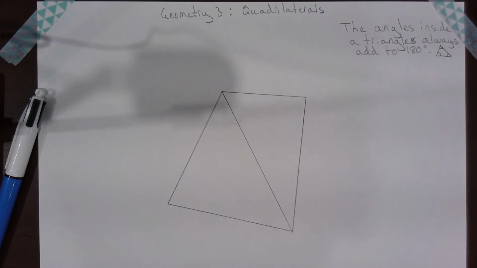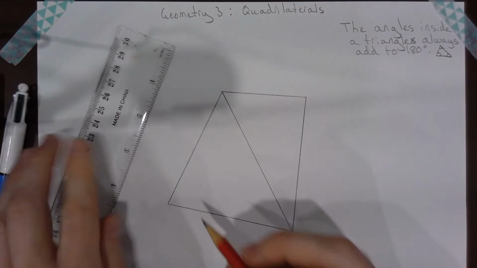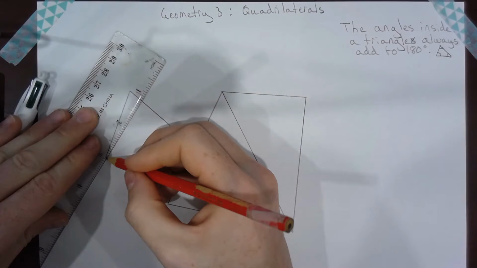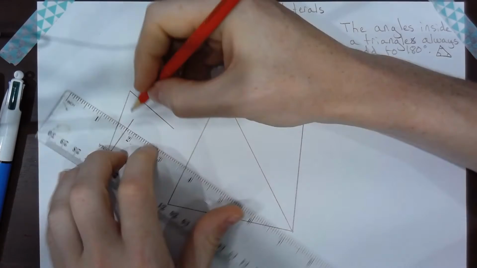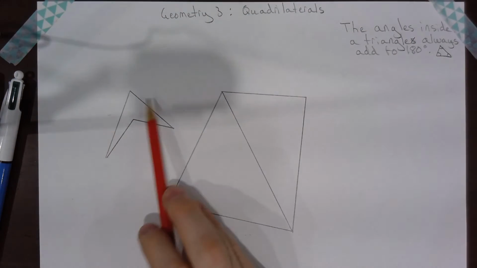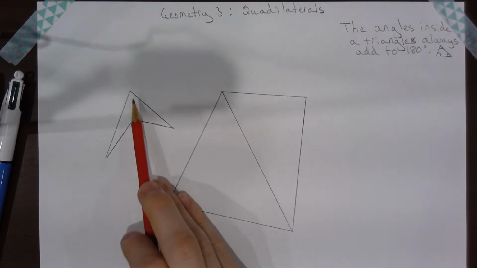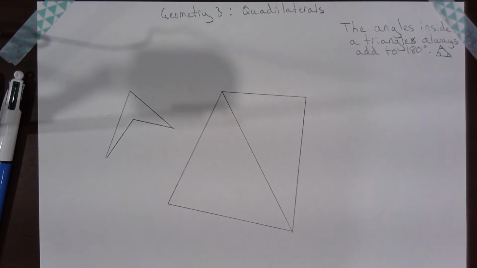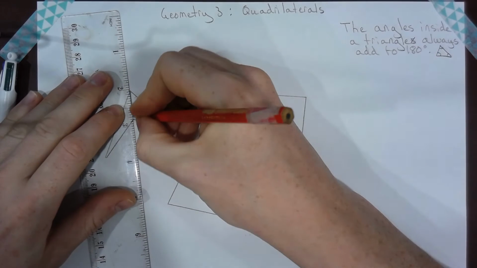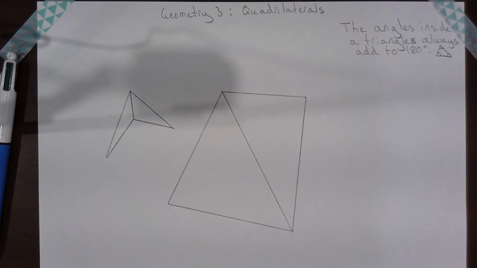Here's another weird quadrilateral. Draw it a bit smaller. 1, 2, 3, 4 sides. 1, 2, 3, 4 angles. Just like the previous one, it can be separated into 2 triangles. It doesn't matter what quadrilateral you choose, as long as it has 4 sides, it can be turned into 2 triangles by drawing one line down the middle.